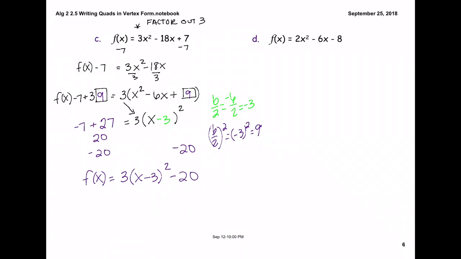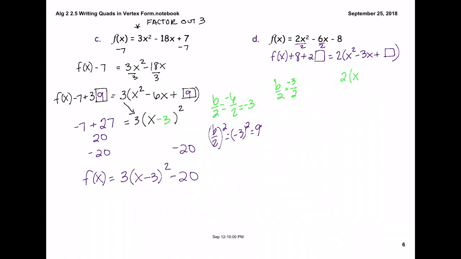In example D, we're going to move our 8 first, add a box. We notice that we need to factor out a 2. So we get 2 times the quantity of x squared minus 3x plus box. Our 2 goes on the outside of our box. When we do our b divided by 2 in this case, we have a negative 3. When we divide that, we leave that as a fraction.